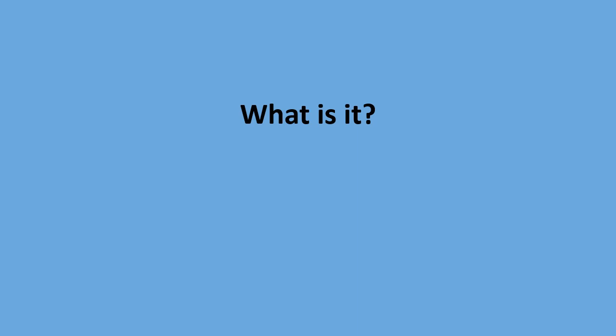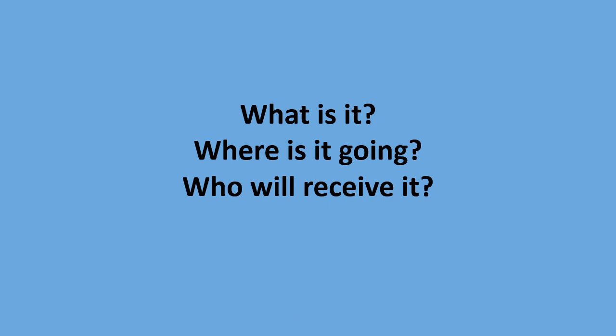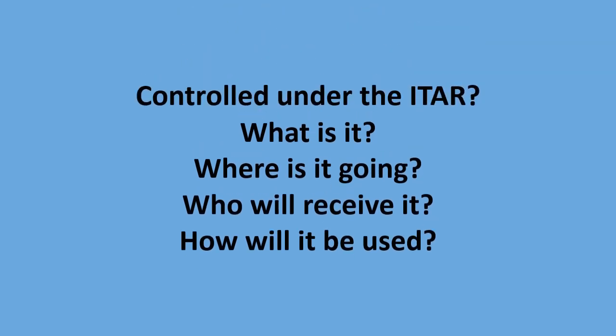from the BIS. The other questions are where it's going, the destination country, who's receiving it, restricted parties, and how it will be used, whether that extruded tubing will be used to make bicycles or nuclear centrifuges. Actually, there is another question that should be asked before these, whether it's controlled under the International Traffic in Arms Regulations, because that takes precedence over the BIS. But the ITAR is a subject for another video.